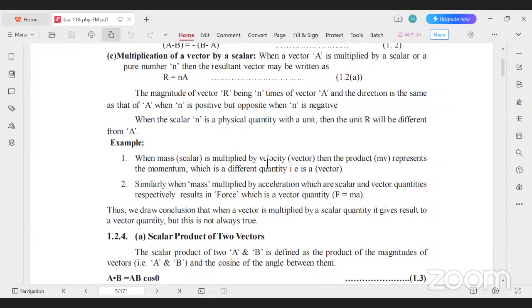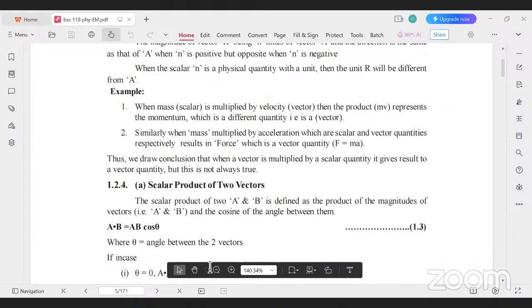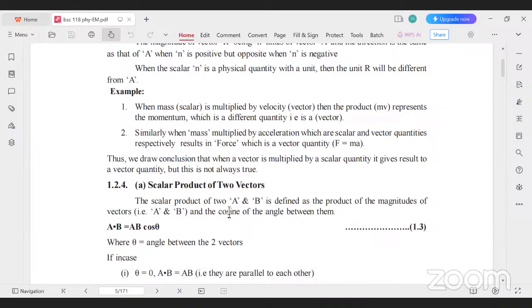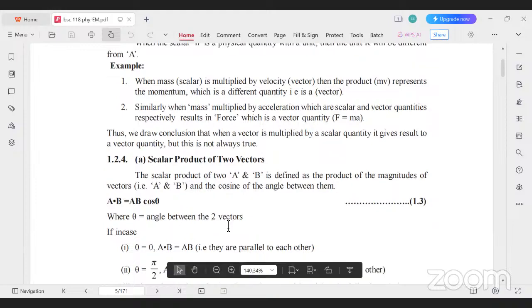So thus, we draw the conclusion that when a vector is multiplied by a scalar quantity, it gives a vector quantity, but this is not always the case. Now, the scalar product of two vectors A and B is defined as the product of their magnitudes and the cosine of the angle between them: A dot B is equal to AB cos theta, where theta is the angle between the two vectors.